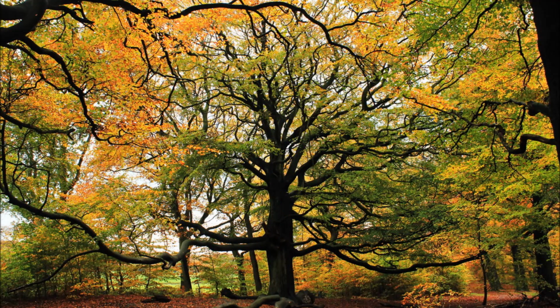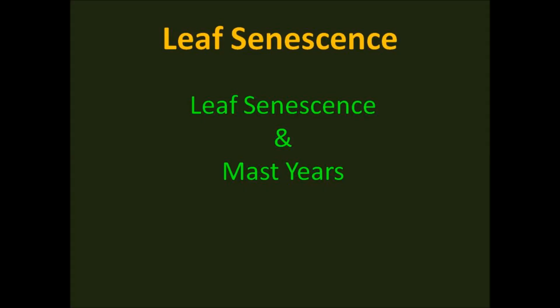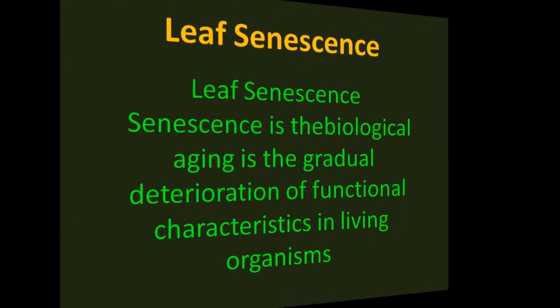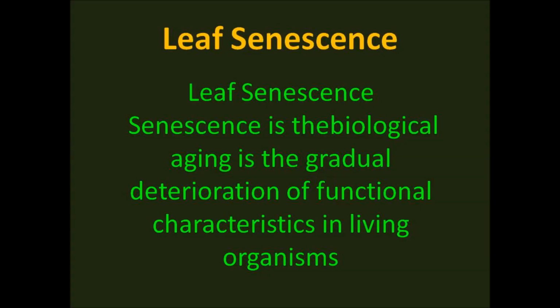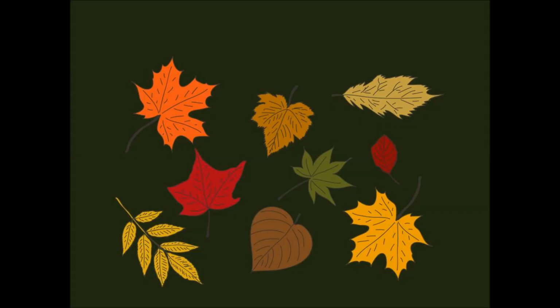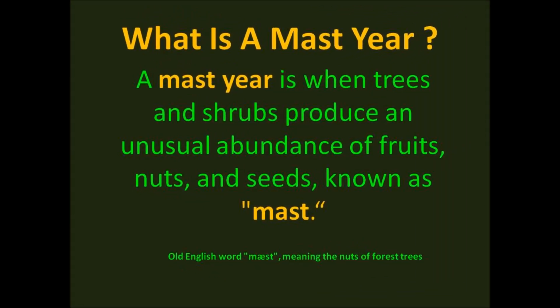In today's episode, we will try to explain simply two underlying concepts of our woodland, namely leaf senescence and what a mast year is. Leaf senescence, put simply, is how our leaves change colour, fall and decay on the woodland floor. And the mast year is simply a year when we have a bumper crop of mast, or berries and nuts.